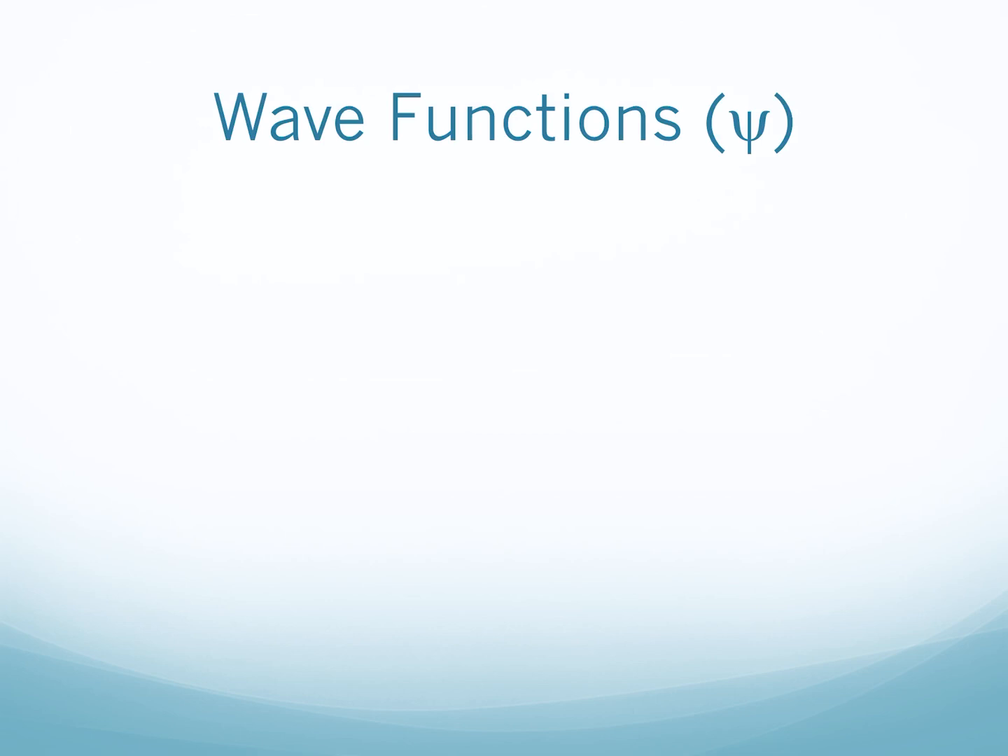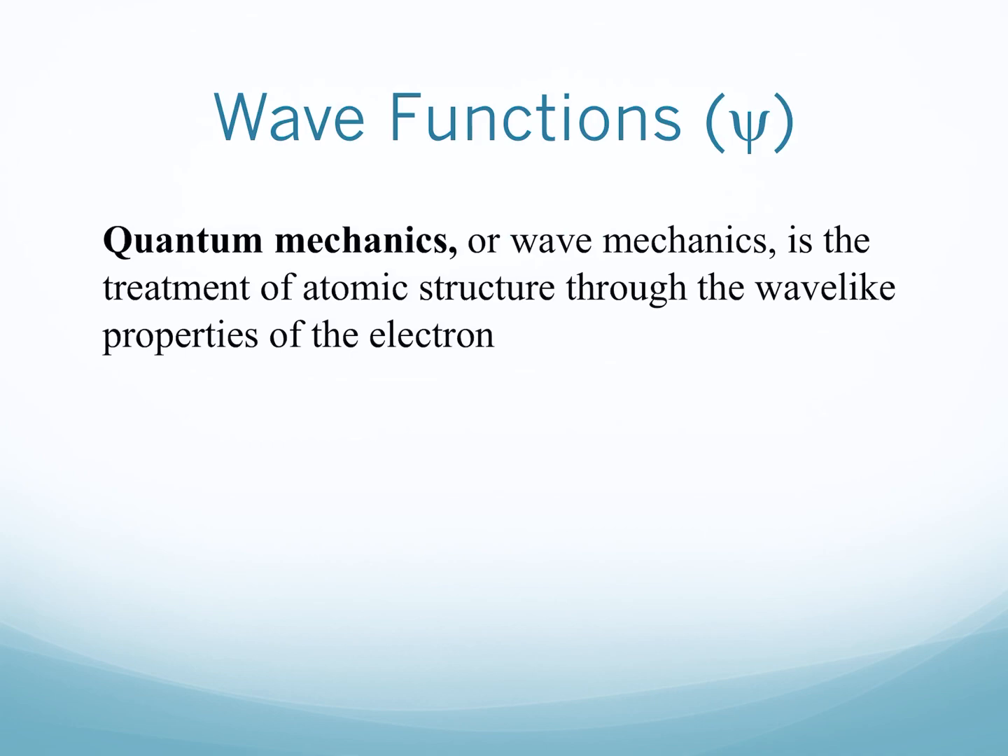So we are going to talk today about wave functions a little bit. Quantum mechanics, which is also sometimes called wave mechanics, is the treatment of atomic structure through wave-like properties of the electron. We talked last time about the Heisenberg uncertainty principle and the de Broglie wavelength, right? That any particle actually has some wave-like properties. And when we're looking at the electron, because the electron is so small, those wave-like properties matter.